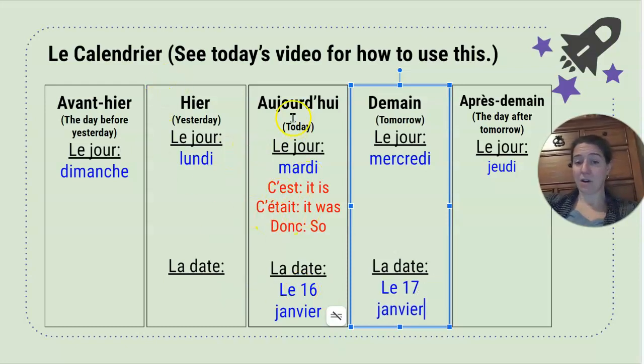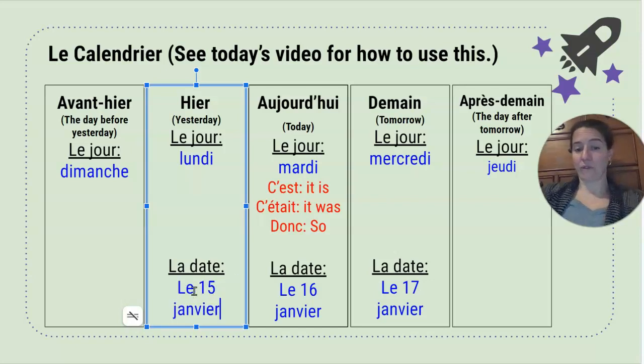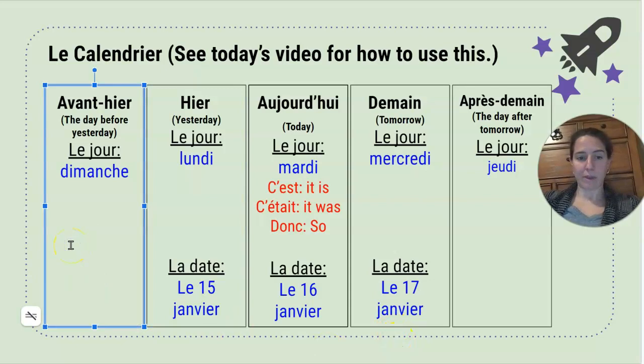Et hier, c'était le 15 janvier. Aujourd'hui, c'est le 16 janvier. Hier, c'était le 15 janvier et demain, c'est le 17 janvier. I'm going to add a little bit of vocab here. I'm just going to go ahead and put it in this column over here to talk about the weather.